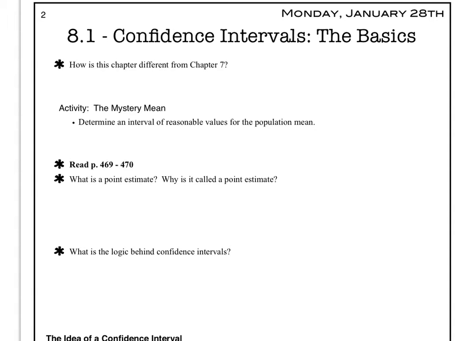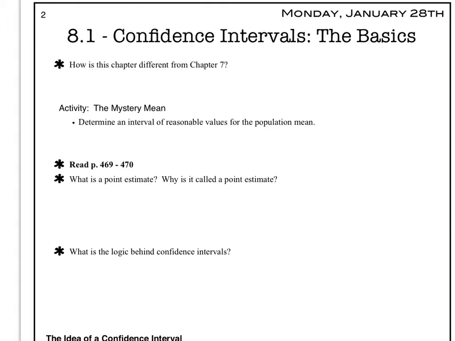The first thing we want to ask ourselves with Chapter 8 is how is it different from Chapter 7? In Chapter 7, we pretended to know information about the population, like the population proportion and the population mean. And then we learned about the sampling distributions based on that information. In the real world, you're probably not going to know that information. It's very rare that you know any information at all about your population.